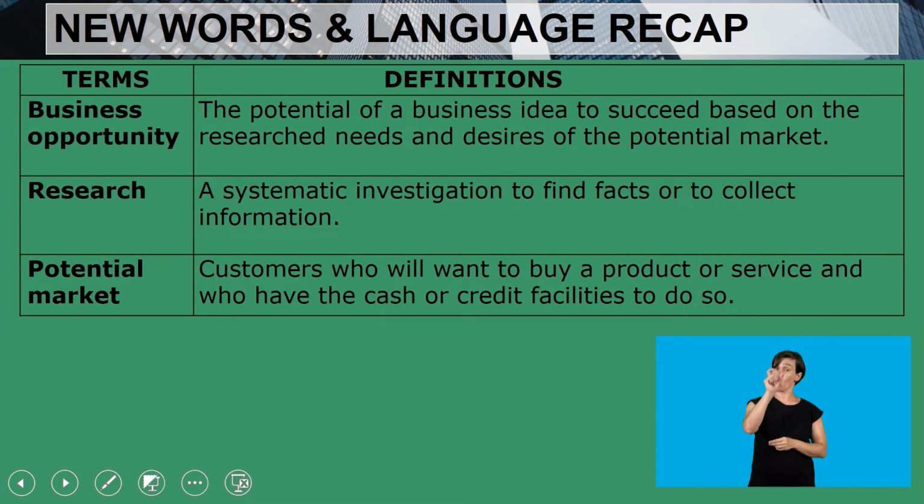These are the new words that we've learned in this topic. Business opportunity, we said it's the potential of a business idea to succeed based on the researched needs and desires of the potential market. Number 2 was research, and we said that research is a systematic investigation to find facts or to collect information. Thirdly, potential market. We said customers who will want to buy a product or service or who have the cash or credit facilities to do so.